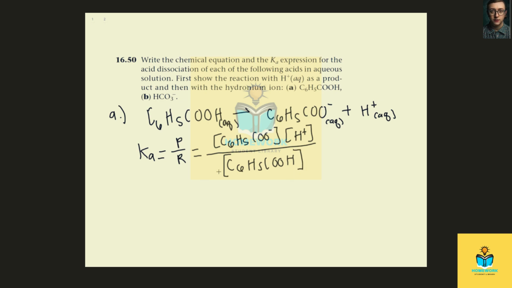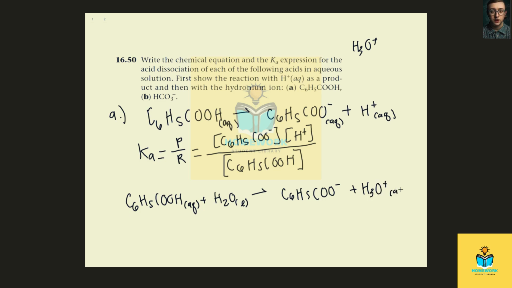And so for the second part, they asked us to write it with a hydronium ion. Our hydronium ion is H3O plus, and so to do that, we have to have it with water. So therefore, we'll do C6H5COOH aqueous plus H2O, which is a liquid, goes to C6H5COO minus plus H3O plus aqueous.